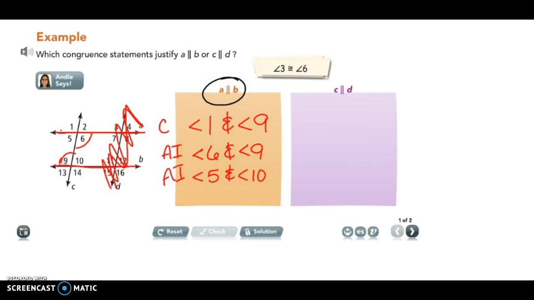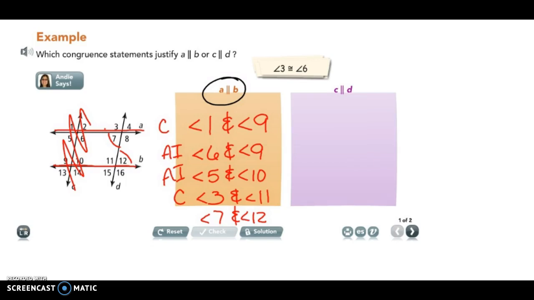We also can look at our other side now. So let's take a quick look. We're looking at line A and line B still. We're going to ignore this side. So if I can say that angle 3 and angle 11 are congruent, those are corresponding angles, and that would prove it. If I could prove that angle 7 and angle 12 were congruent, then because those are alternate interior angles, then I could prove that A and B were parallel.